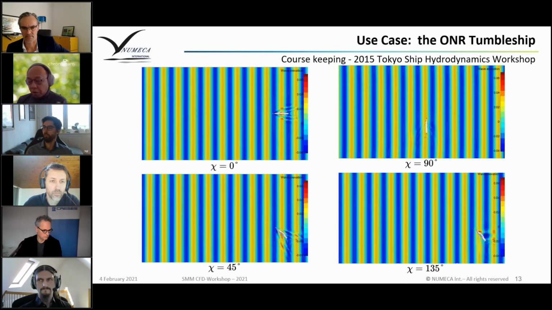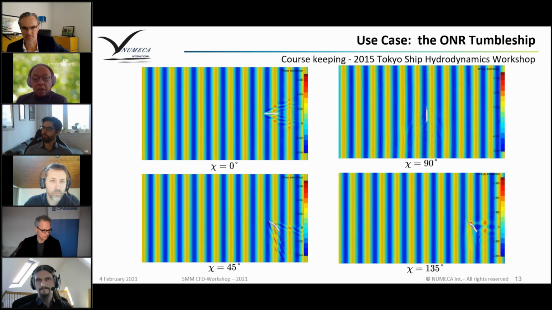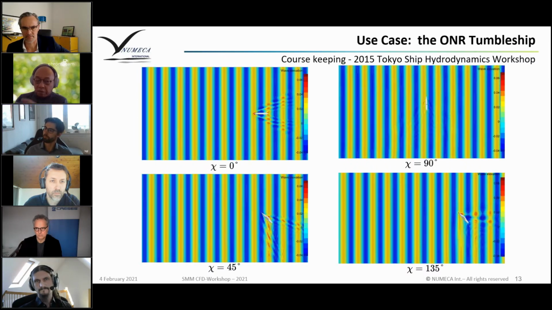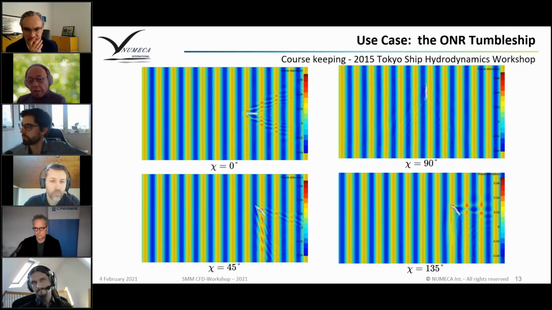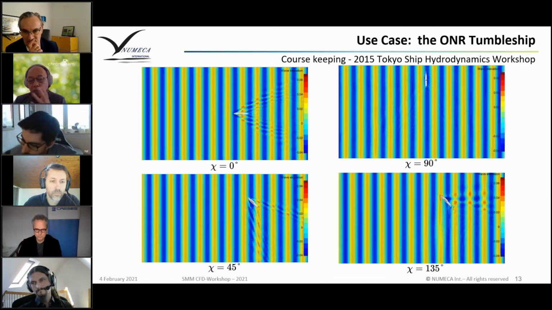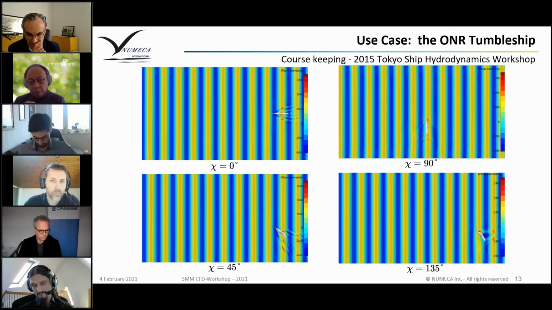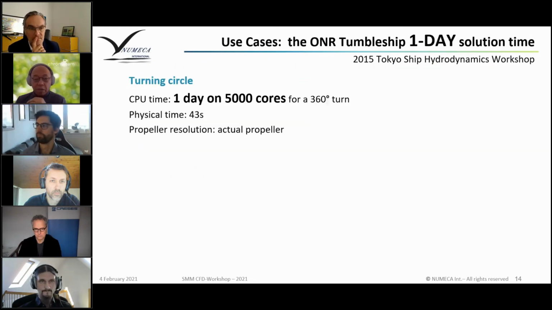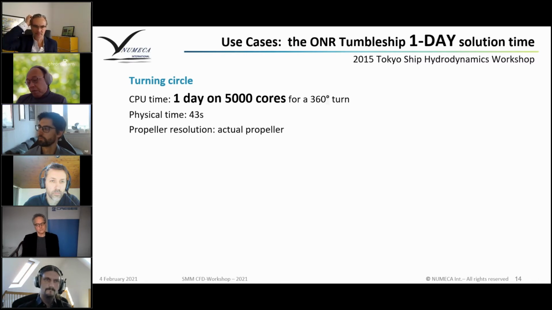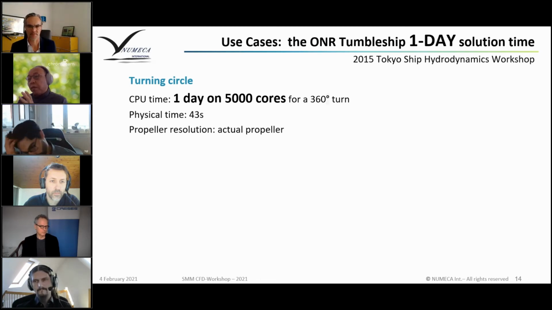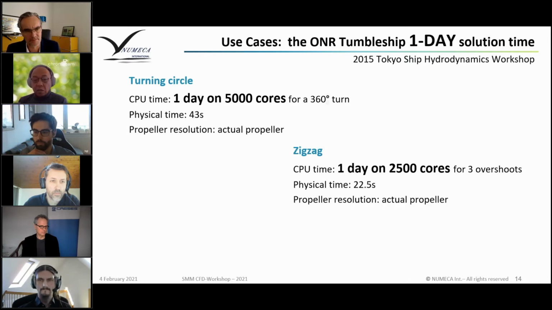resources. Benoit also has shown this part of cost keeping. You have different angles, fully functional. Can we do it quickly? Of course, yes. The other part is the turning circle. If we have access to 5,000 cores for this 360 turn, you can do it in one day. So this is really nice now.